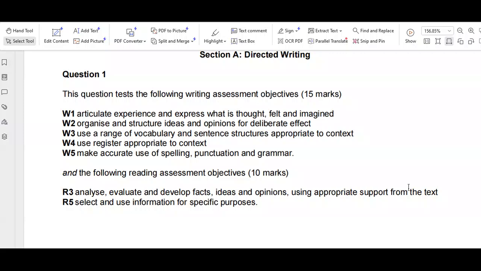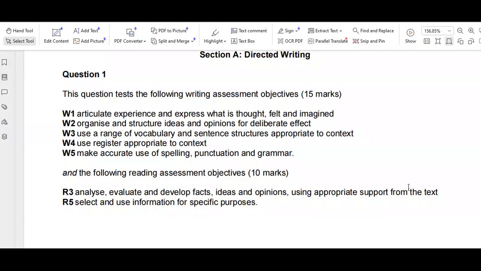Lastly, accurate use of spelling, punctuation, and grammar, which is going to play a very important role. All of these five skills would be of 15 marks and are most commonly known as language and accuracy.